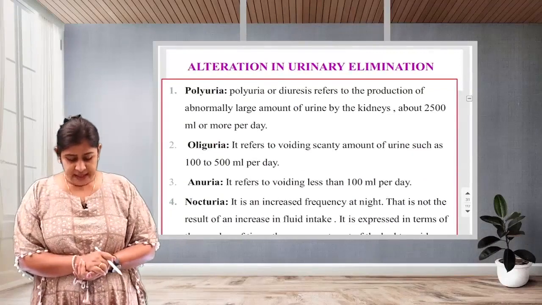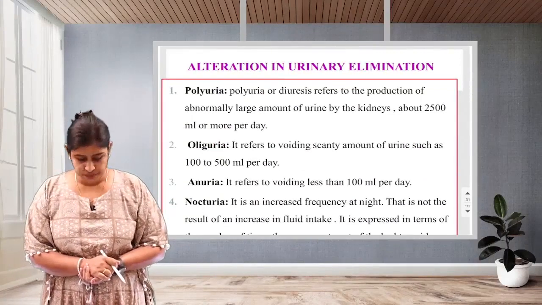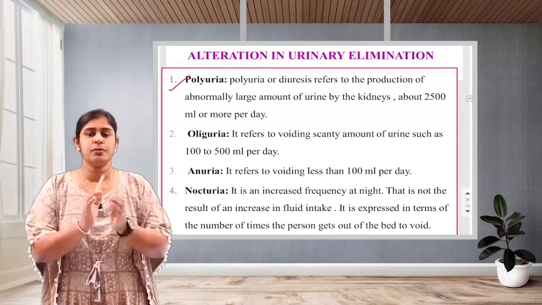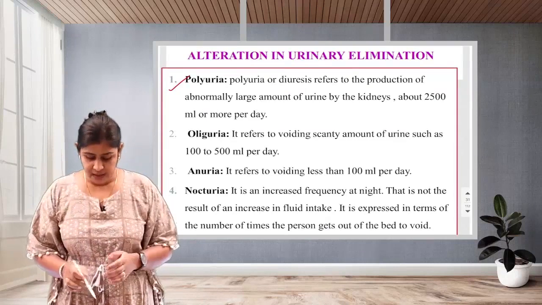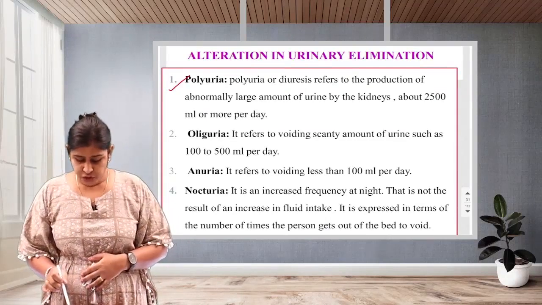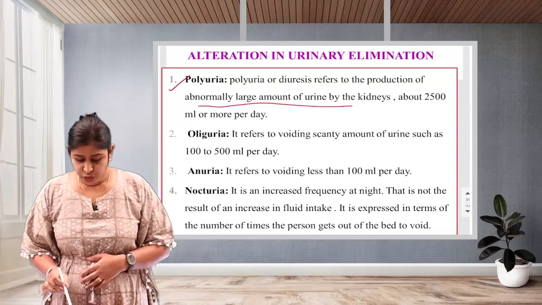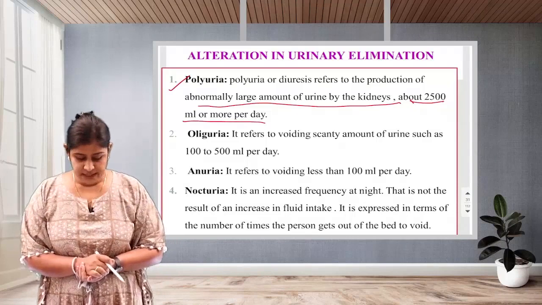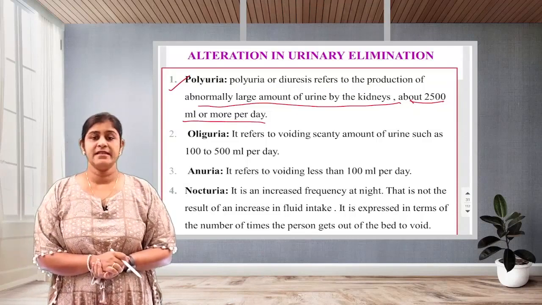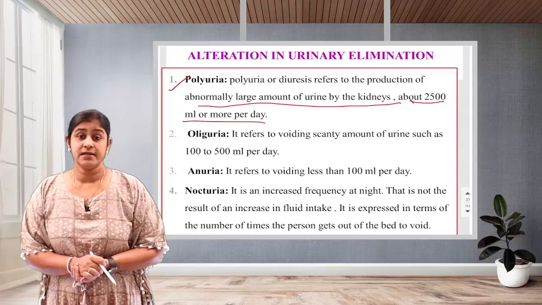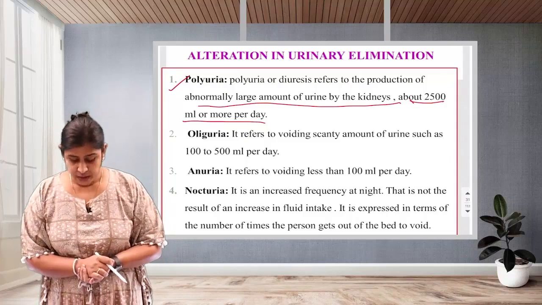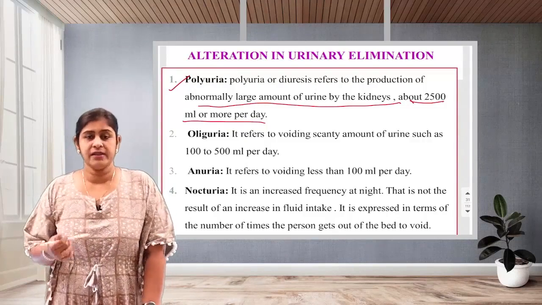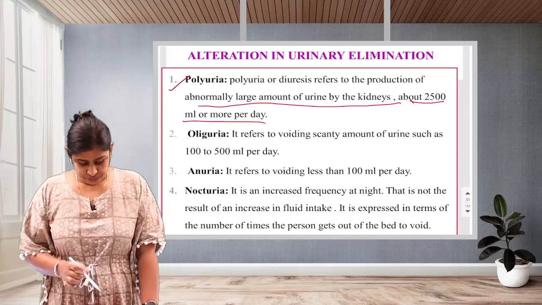Now, the next topic is alteration in urinary elimination. The first is polyuria. What does the word polyuria refer to? Poly means many. Polyuria, or diuresis, refers to the production of an abnormally large amount of urine by the kidney, about 2500 ml or more per day. That is what we call polyuria.